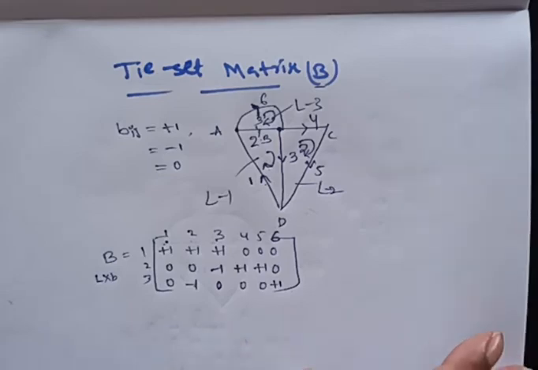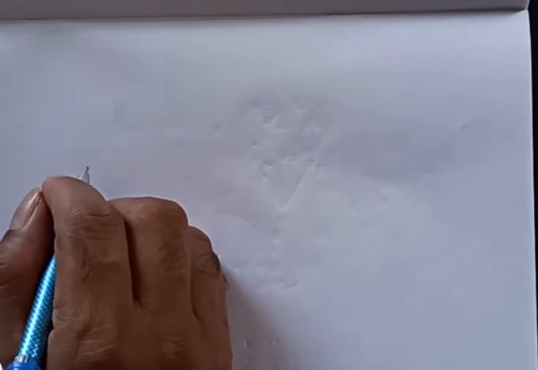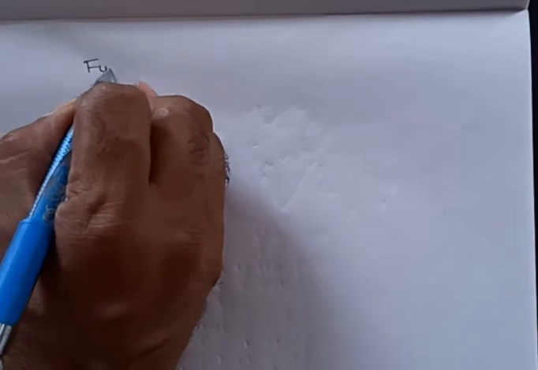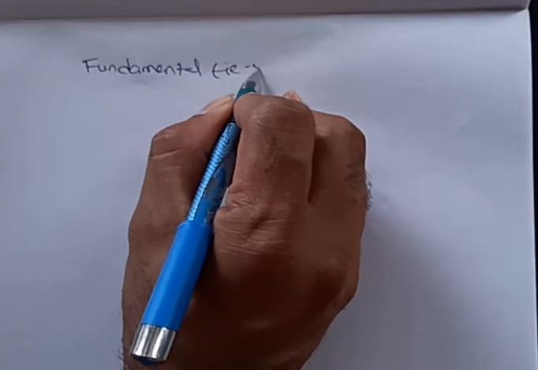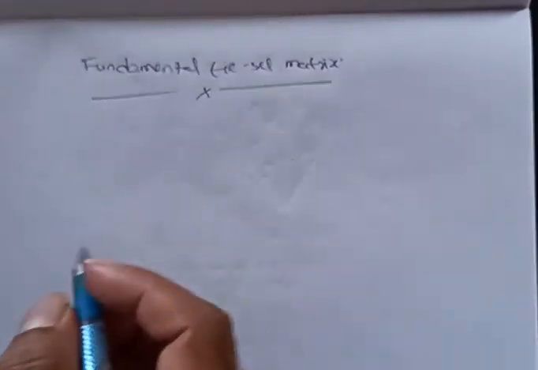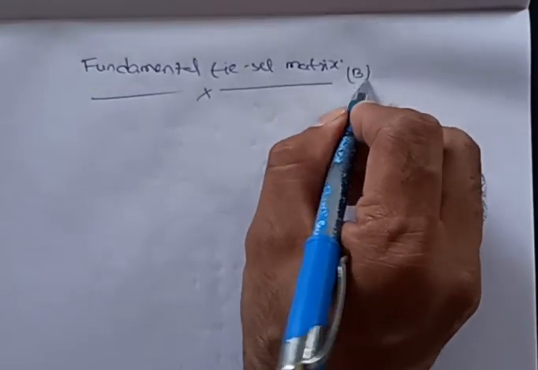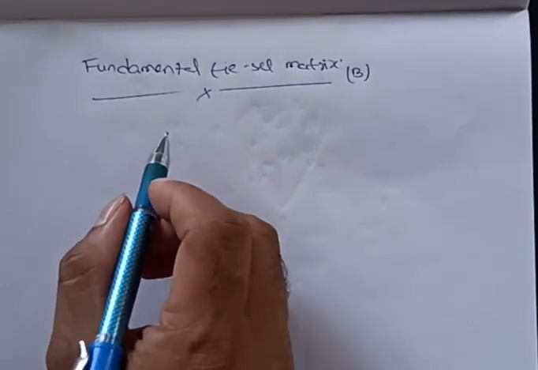Next we have to discuss the fundamental tie-set matrix. What is the need of the fundamental tie-set matrix, and by using it how can you write some current equations? It can also be represented with a B. So how can you draw the fundamental tie-set matrix?